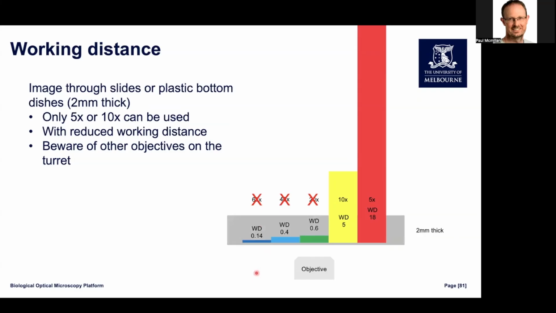Commonly, we get people coming and they bring their samples in like a 6-well microtiter plate, cell culture plate, or they are accidentally trying to image through the cover slip, slide thickness. They are often 1 to 2 millimeters thick. In this case, we can't even focus through and get into our samples on these high magnification objectives. So the working distance isn't sufficient for us to get through. You would only be able to image those on 5 or 10X objectives.